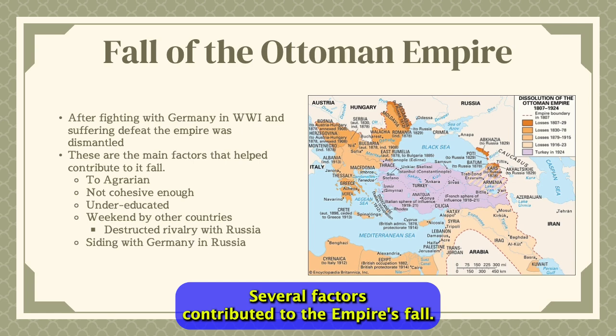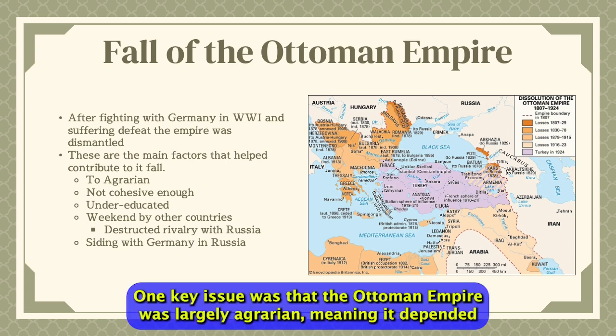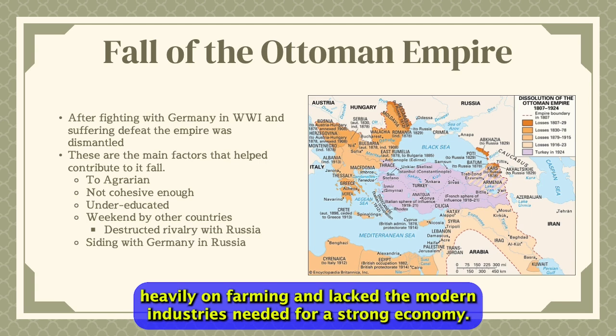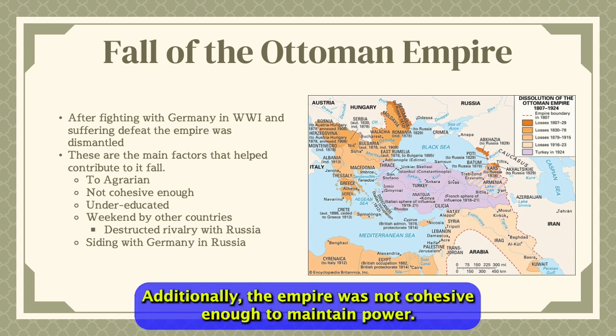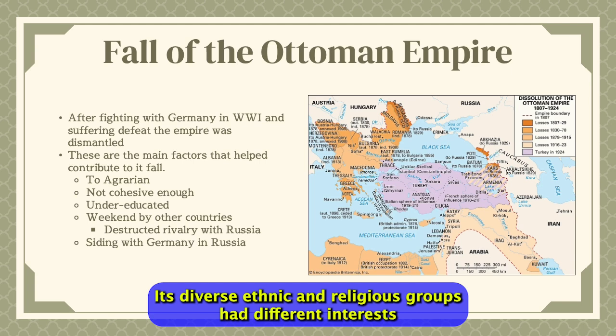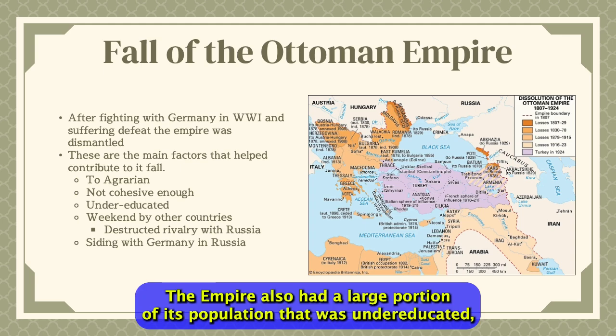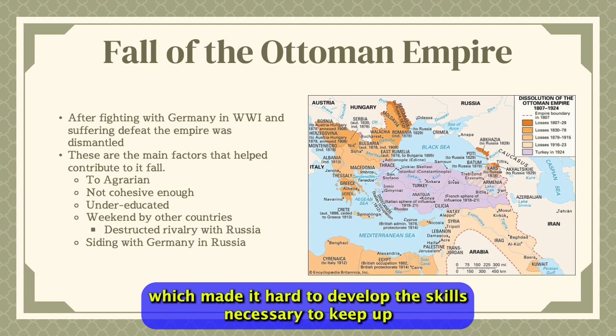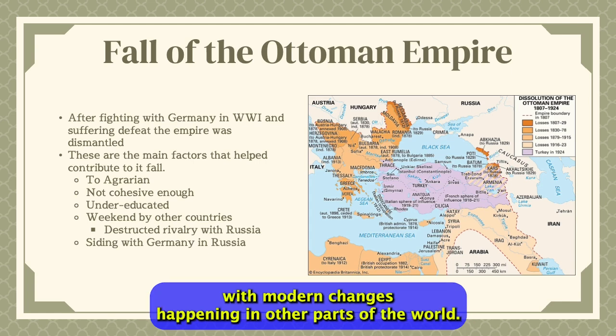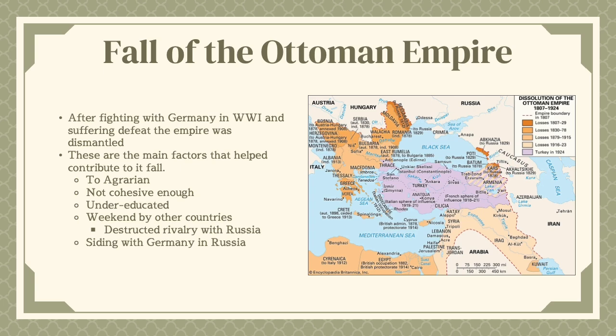Several factors contributed to the empire's fall. One key issue was that the Ottoman Empire was largely agrarian, meaning it depended heavily on farming and lacked the modern industries needed for a strong economy. Additionally, the empire was not cohesive enough to maintain power. Its diverse ethnic and religious groups had different interests and often fought against each other, weakening unity. The empire also had a large portion of its population that was undereducated, which made it hard to develop the skills necessary to keep up with modern changes happening in other parts of the world.